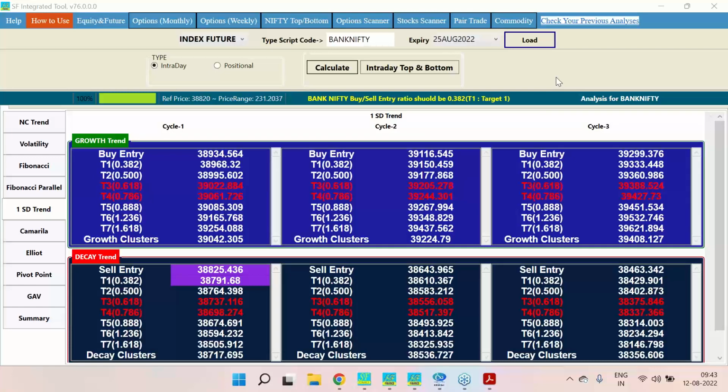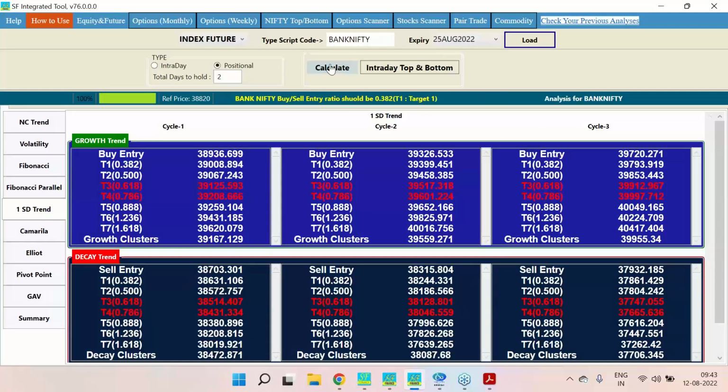For positional trades, you have to select the positional option. You have to give a minimum of 2 days. You can go up to 7 days, because after 7 days the volatility cycle changes, or at most 10 days. You can give 2, 3 or 5 days, any number, but maximum 10 days.